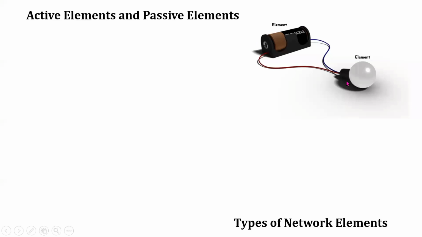We can call these two as elements. It is a battery. It is a bulb. In general, these two are called an element. I hope you got the meaning of element here. Other than these two, can you give examples for an element? Can you give examples for an element other than battery and bulb? Wire. Okay, it is also one of the examples. Other than that, what could be the examples for an element?